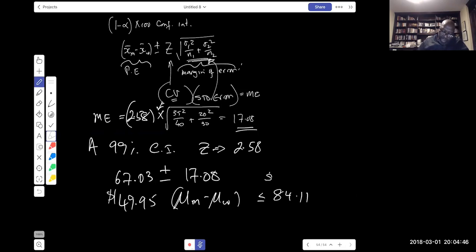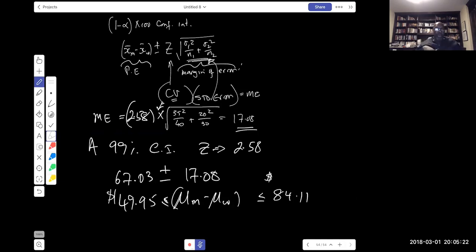So how am I interpreting that? I'm interpreting that as the 99% confidence interval, not 95, 99% confidence interval for the difference between the mean amount spent by men and women. The difference between that is somewhere between $49.95 and $84.11. So in other words, because we're subtracting mu W from mu M, and both of these values are positive, there's no zero in that interval.